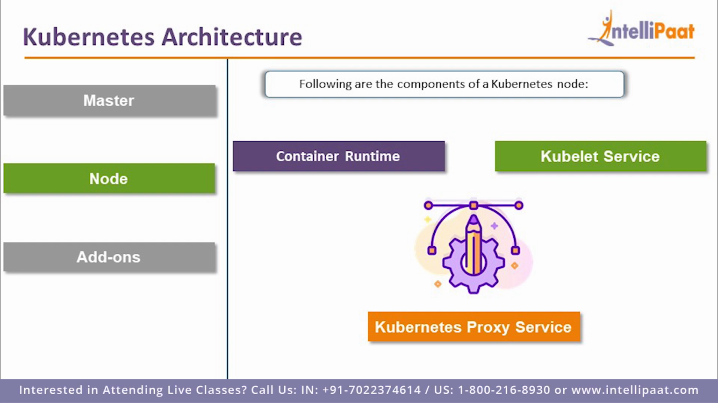And the final one is the Kubernetes proxy service, whose job is to make sure that some things are available to the external host without any hassle. All of these things have been designed in such a way that it becomes a very hassle-free job when you're working with Kubernetes. So let's hit them one by one.